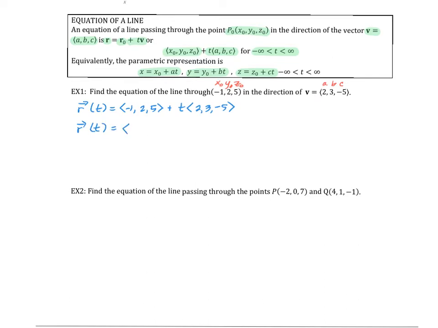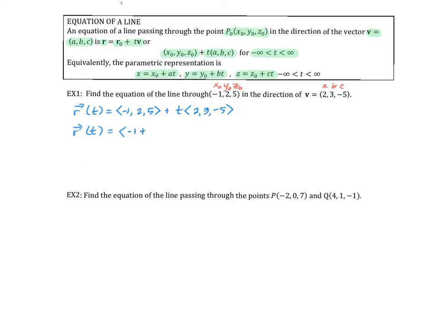So notice if I were to distribute the t and combine those two vectors, I would have a -1 plus 2t. The next component would be 2 plus 3t. And then the last component would be 5 minus 5t. Now you don't have to write this, because if it's not written, we'll assume that the t values will just go from negative to positive infinity. But I tend to write it anyway.